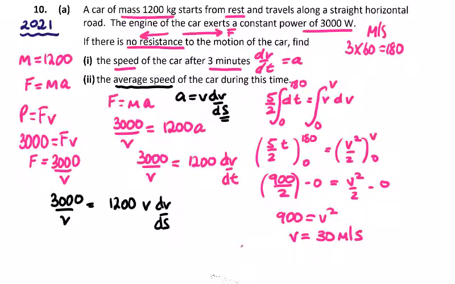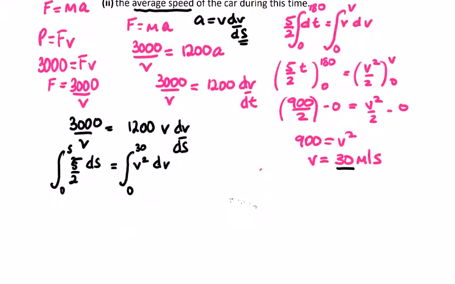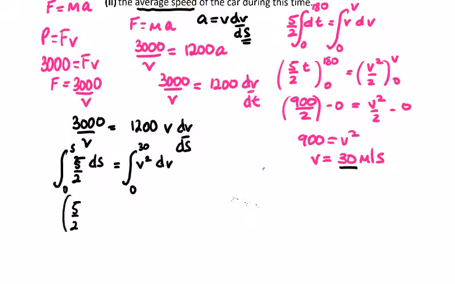So multiplying by the s, I'm going to get the same again. I'm like 5 over 2 ds. And I'm going to have to multiply the right hand side by v is equal to v squared dv. And I need to integrate these between 0 and the displacement, and for velocity started at 0 and ended up at 30. So the displacement during this period will be 5 over 2s between s and 0 will be equal to v cubed over 3 between 30 and 0.